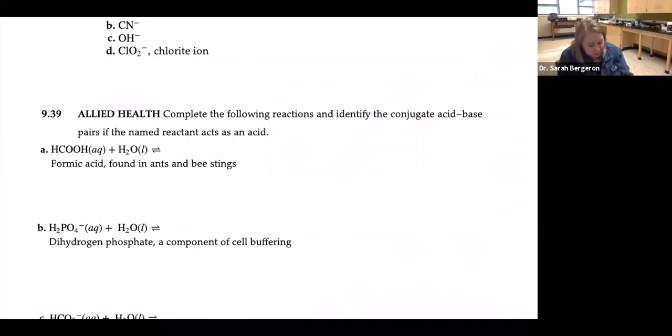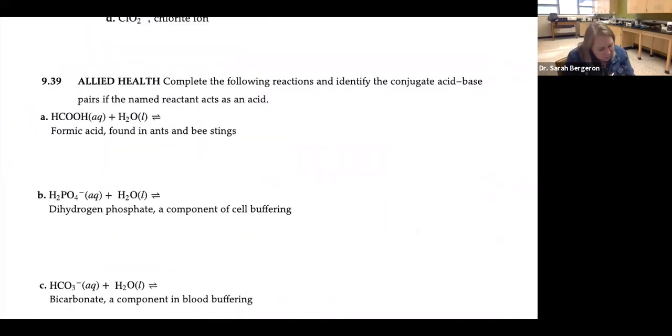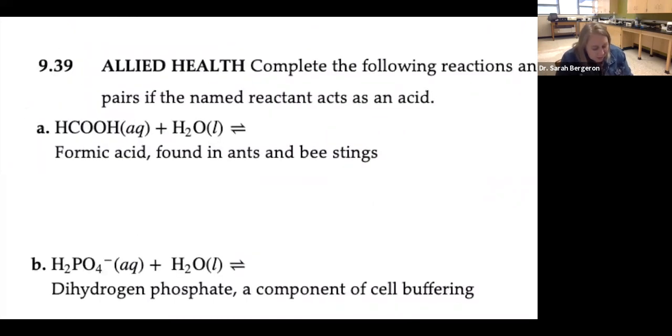Oh no, we have one more. Okay, complete the following reactions and identify the conjugate acid-base pairs if the named reactants act as an acid. Okay, formic acid, found in ants and bee stings. So what's going to act as an acid? This one. Here's my acid. So what's going to act as the base? My water is going to act as a base.